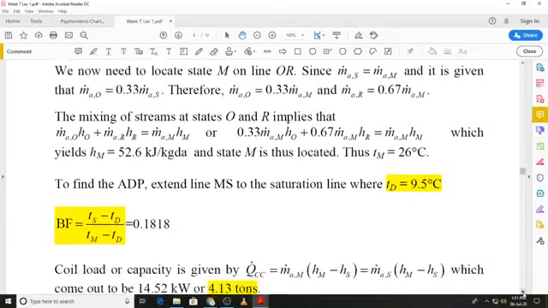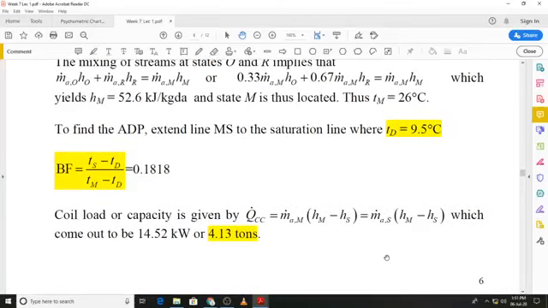And then finally we need the cooling coil capacity. The cooling coil capacity is obtained by multiplying the mass flow rate that passes through the cooling coil, which is m dot am, by the enthalpy difference that occurs across the cooling coil. The enthalpy difference across the cooling coil is from state m to state s, so hm minus hs, and that comes out to be 4.13 tons or 14.52 kilowatts.